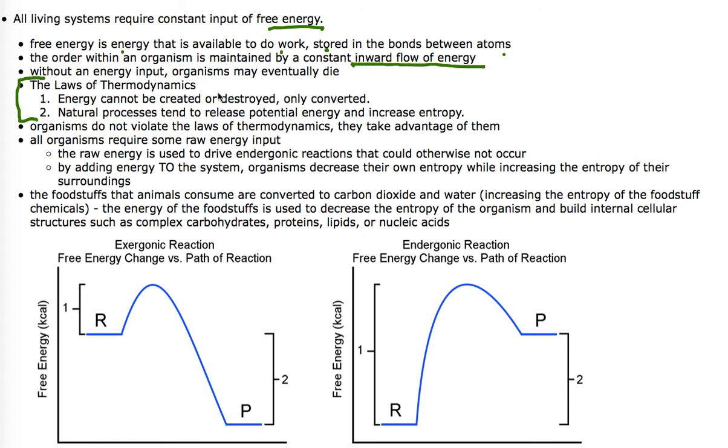The two laws of thermodynamics that describe chemistry, energetics, are, one, energy cannot be created or destroyed, only converted. So when we're converting electricity to heat, or converting the potential energy of methane into heat in a furnace, or converting electricity to light, the energy is not lost. The light just bounces around the room and then bounces away. It gets absorbed by chemicals and it's gone. So ultimately, living things don't violate these laws of thermodynamics, but they do take advantage of them. And the key is that all organisms, I forgot to go over the second principle here. Natural processes tend to release potential energy and increase entropy.